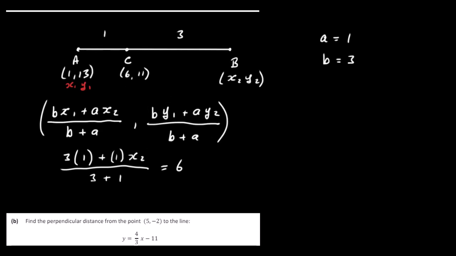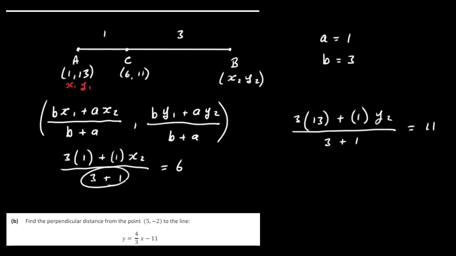On the other hand, then I'm going to do this one. So you've got b, which is 3. We've got to multiply that by y1, which is 13, plus a, which is 1. We've got to multiply that by y2. That's over, again, 3 plus 1, and that's going to be equal to this number here, 11. So we've really just got to solve these.